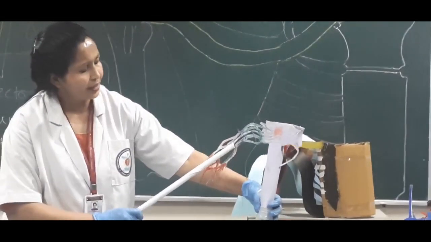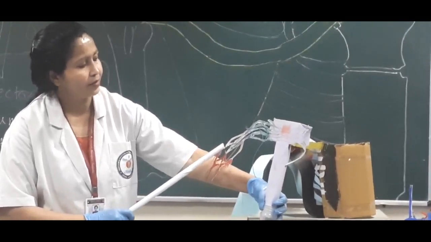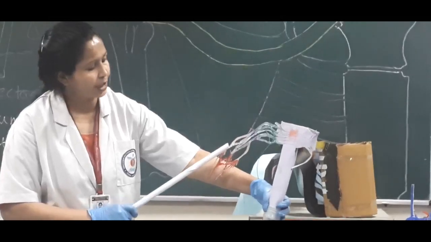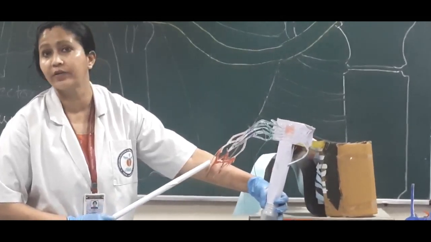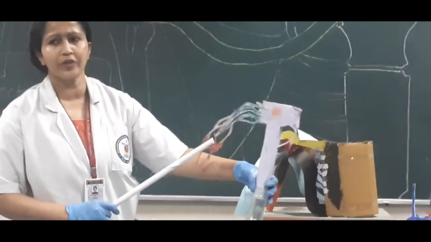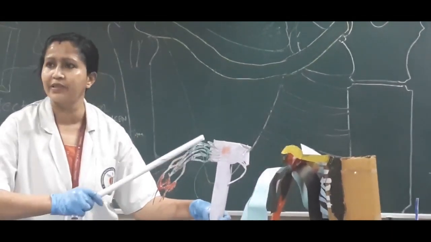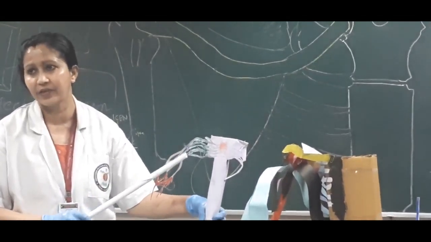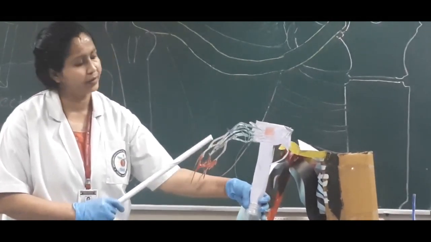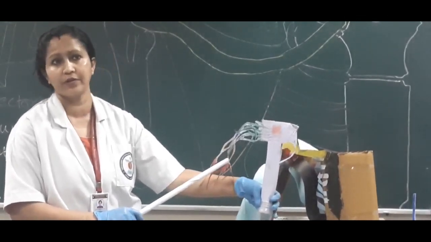Now, anterior division of the upper and the middle trunk, they unite to form the lateral cord. Most laterally, so lateral cord. Actually, the lateral, medial and the posterior, it is based on the relation with the second part of the axillary artery. It is lateral to the second part of axillary artery, so lateral cord. Medial, so medial cord. And the posterior to the axillary artery, so posterior cord.